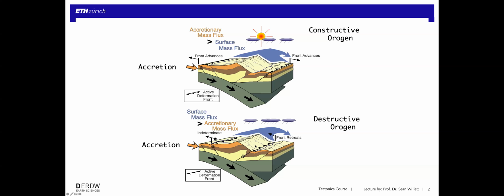Now that means that in particular, if we look at the retro wedge and the retro wedge front, that means that if the wedge is getting smaller, this deformational front would be abandoned and the active deformation would jump into the interior of the mountain belt. So this is indicated here as the front is retreating away from this active mountain belt.